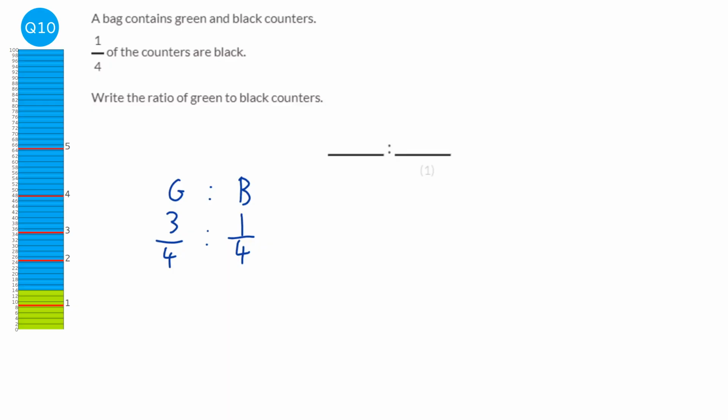So if a quarter are black, that leaves 3/4 to be green. And what we can do here is on both sides of the ratio, I'm just going to times 4 both sides. So 3 divided by 4 times 4, because over 4 just means divided by 4, gets rid of the fraction. And 1 divided by 4 times 4 is just going to be 1. Now this might surprise some people because they will probably think it's a ratio of 4 to 1. But we can show here that it's a ratio of 3 to 1.